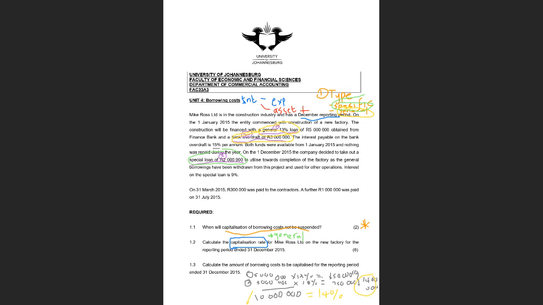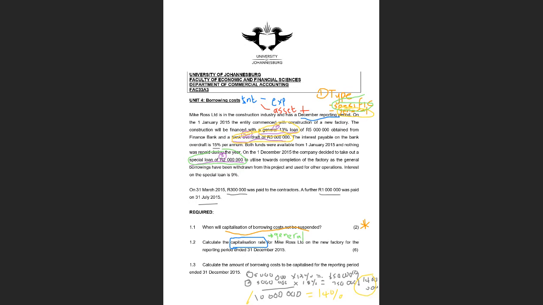Okay. So going back to 1.3. So yes, when we have general borrowings, when we calculate the capitalization rate, what we then need to do, as you guys are saying, we need to multiply it with the payments. The payments have been given to us, and it will be given to you in a question. So here are the payments given here. It says that on the 31st of March, 300,000 was paid to the contractors, and a further 1 million was paid on 31st of July.